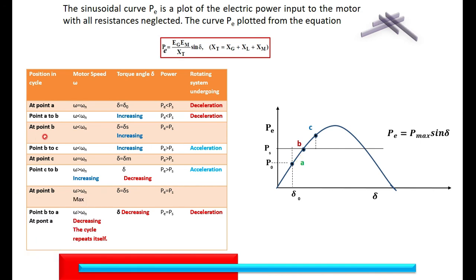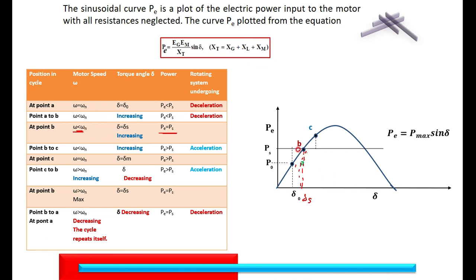Once it reaches point B, the speed omega is very low, it is 1500 rpm at this point, it goes on decreasing and you get a minimum speed at point B. But the delta is equal to delta S. At this point, the value of the angle is the new value, delta S. And still it is increasing because of the inertia. At point B we have P is equal to PS.